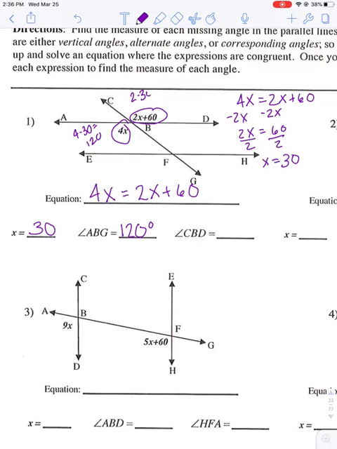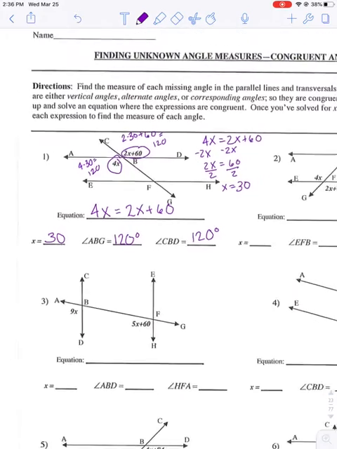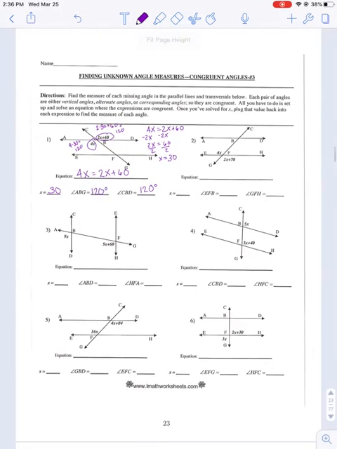CBD will be this angle. 2 times 30 plus 60 also equals 120. And I didn't even really have to do that because I knew they had to be equal to each other, so you didn't really have to show work on both of those. Pause the video, try the rest of these, come back when you're ready to go over it.